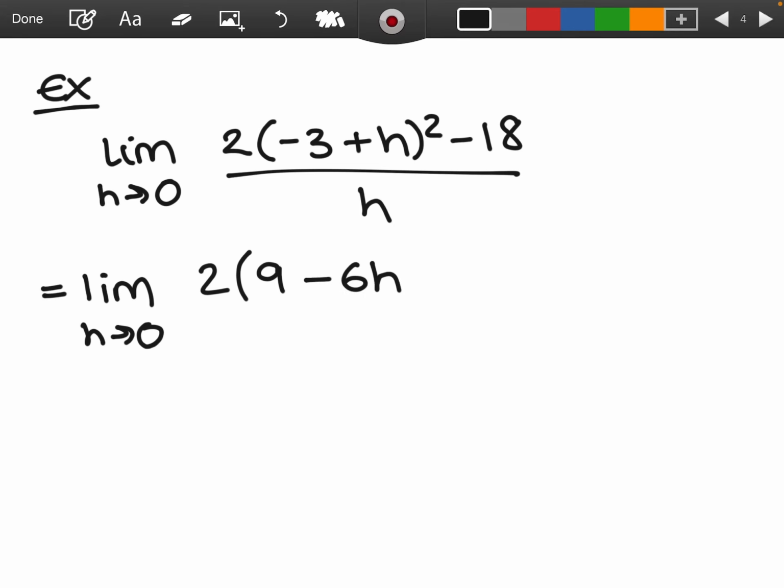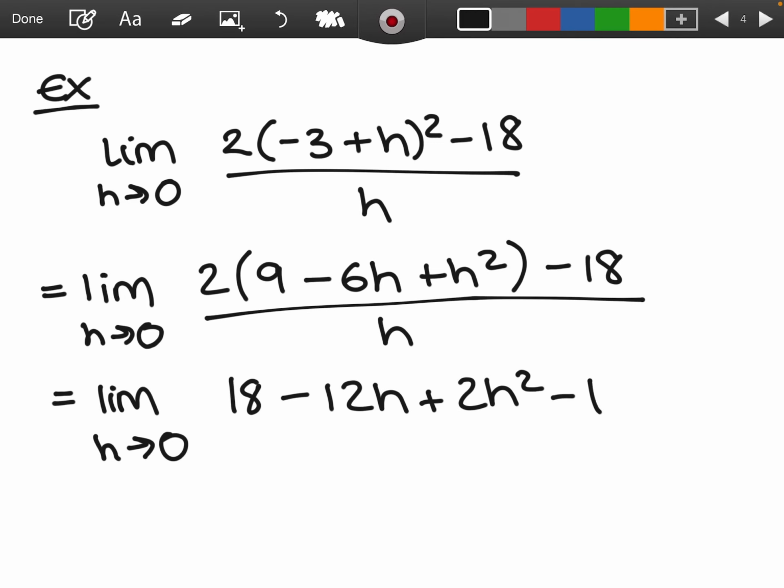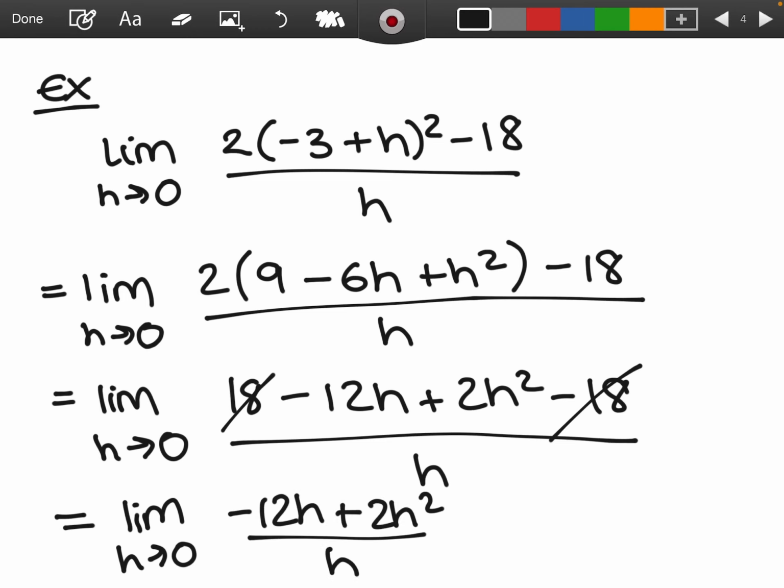(-3 + h) squared would be 9 minus 6h plus h squared, minus 18, over h, which is the limit as h approaches 0. If I multiply this out, I'm going to get 18 minus 12h plus 2h squared minus 18 over h. The 18 and the negative 18 cancel out, which gives me the limit as h approaches 0 of negative 12h plus 2h squared over h.